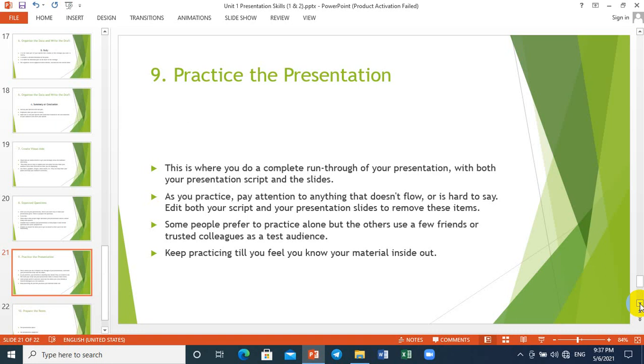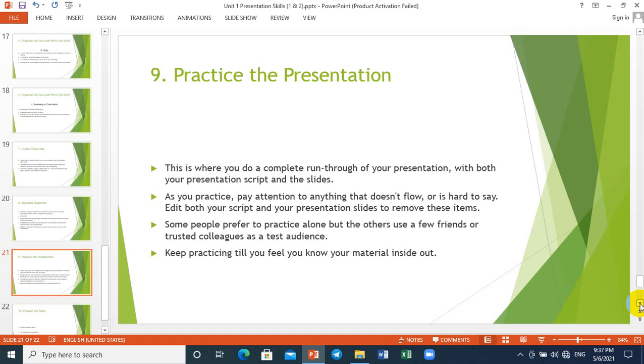As you practice, pay attention to anything that doesn't flow or is hard to say. And after that, you need to edit both your script and your presentation slides in order to remove these items. So when we remove all of these items, you can present smoothly.